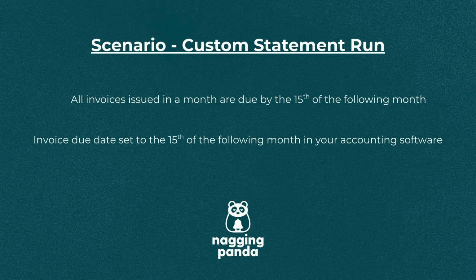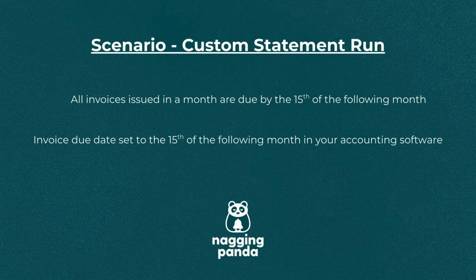Today we're going to be looking at a scenario where we want to set up a custom statement run. We find in some cases businesses will use the model where they essentially issue invoices through a particular month, and then all of those invoices are due on the 15th or a specific day of the following month. So what we want to do is make sure that the invoice due dates are set to the actual due date. In this case, anything issued in March will be due by the 15th of April, just to make sure that that's set like that in your accounting software, and then we'll take you through how to set up the workflow in Nagging Panda to accommodate that.